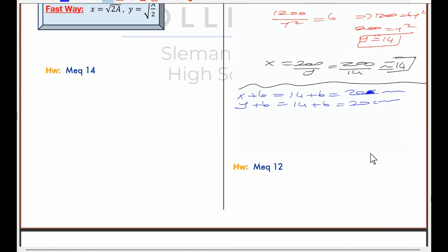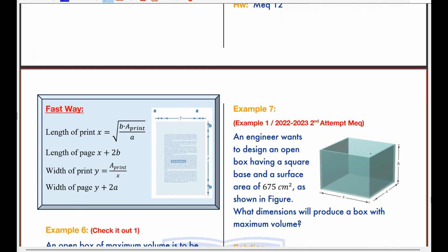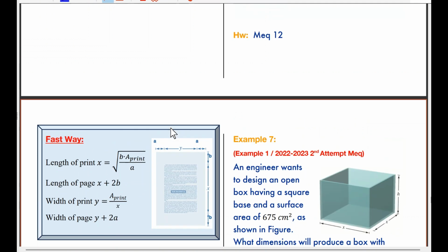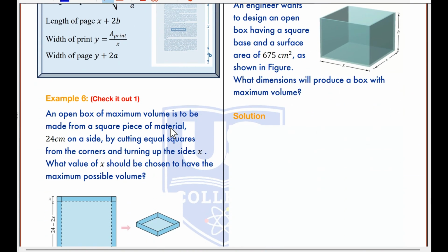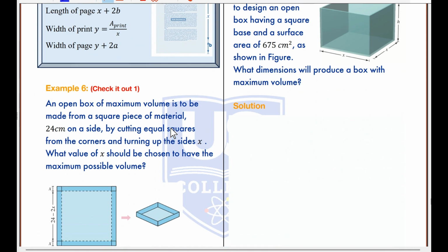Okay, there's of course a fast way. The width of the page can be found by using y plus 2a. The width of the print is y, equal to a print over x. The length of the page is x plus 2b. The length of the print will be b times the area of print over a, under the radical. But I think this first way is more confusing than solving the question. All right.